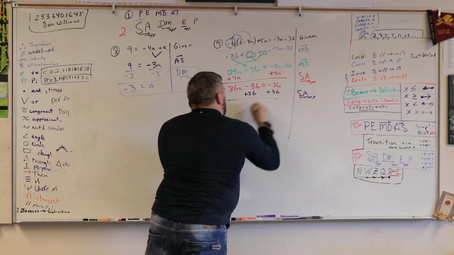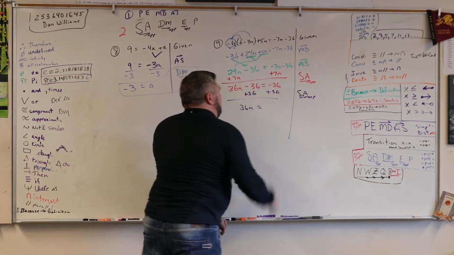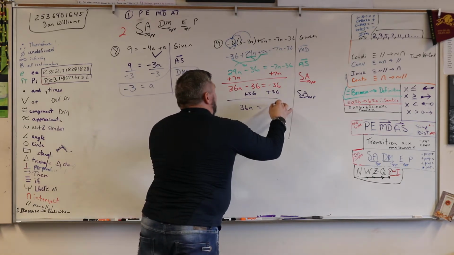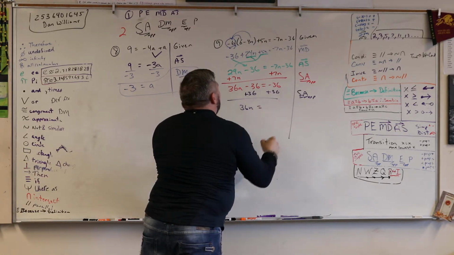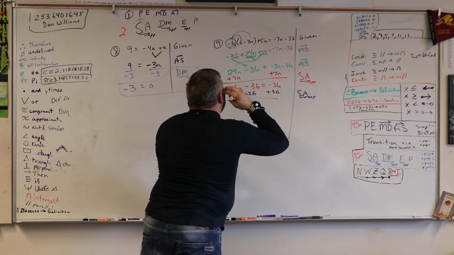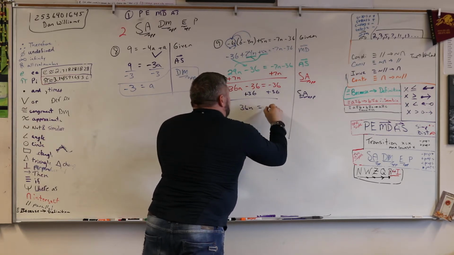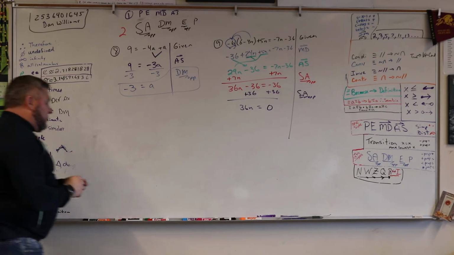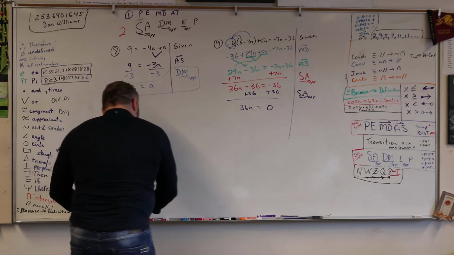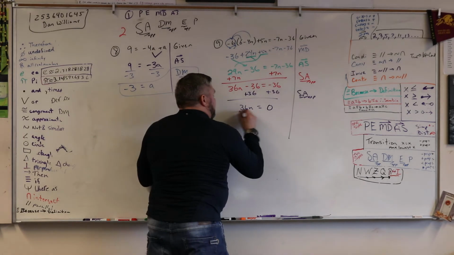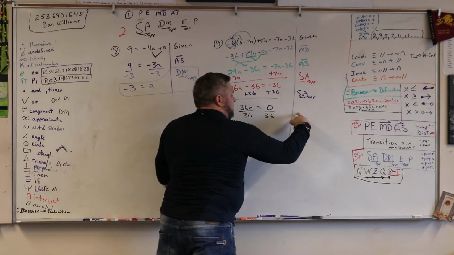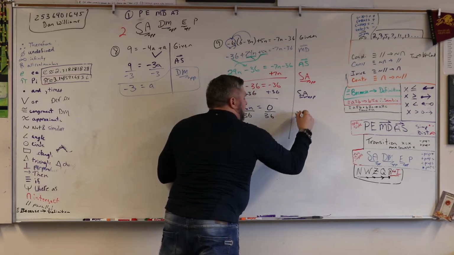Okay? Now I get 36 in equals what? 0. Where did I get the 36? Oh yeah, so that's just 0. Boom. All right, now how do I solve? You divide. By 36. What's that called when we divide on both sides? DM, right?